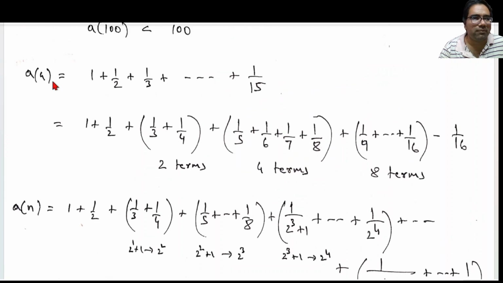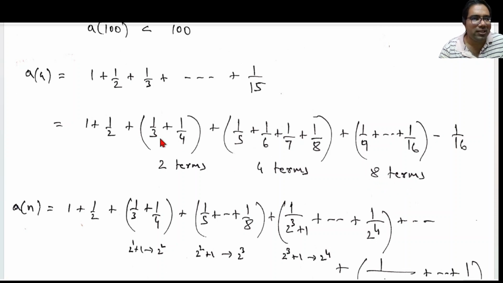But A of 4 is up to 15 only. How can we group till 16? 16 is not even there in this series, right? So let's do one thing. Let's add 1 by 16 and subtract the same 1 by 16. We want these 2 terms, 4 terms, and 8 terms. Why do we want this? Again, we'll use the same methodology.